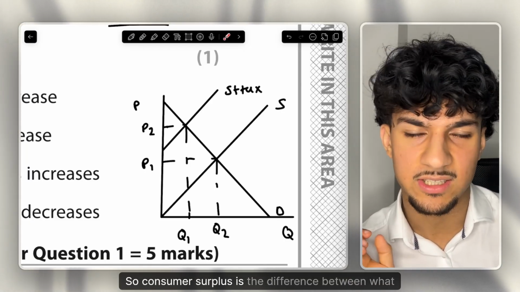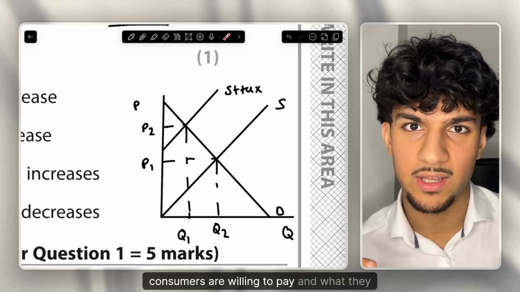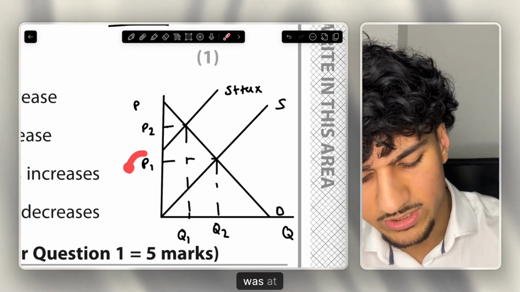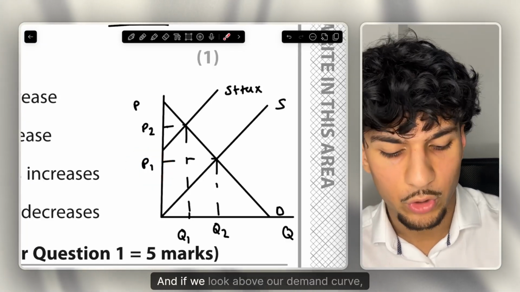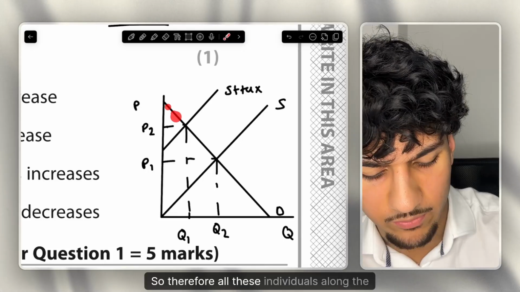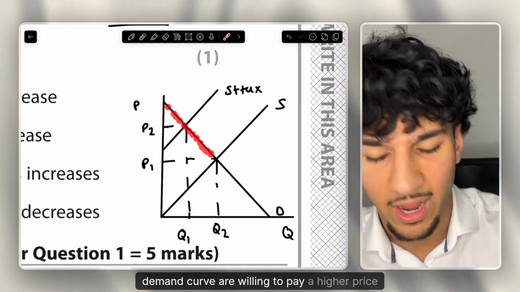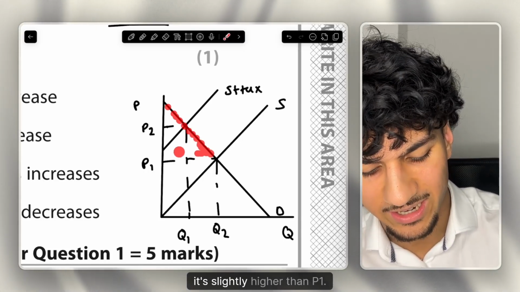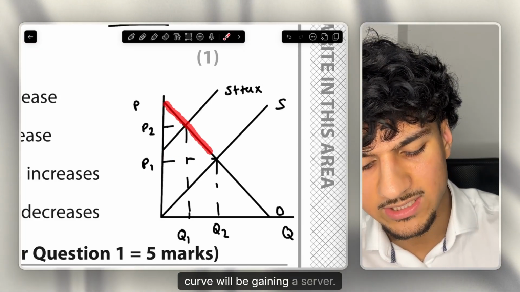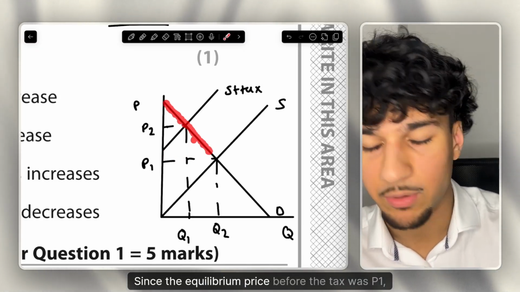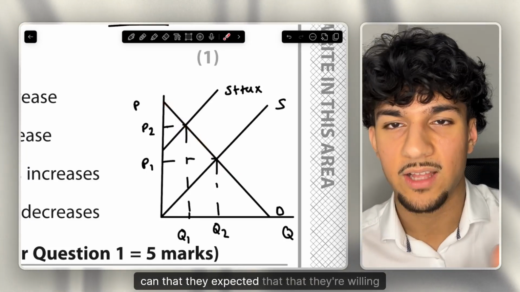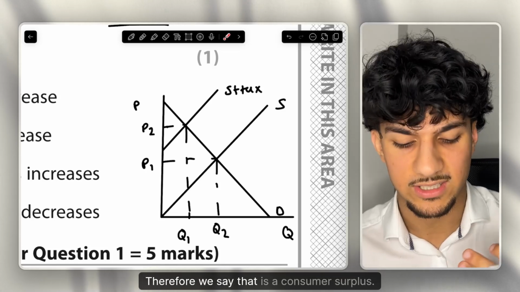So consumer surplus is the difference between what consumers are willing to pay and what they actually pay. Initially, the price before the tax was at P1. And if we look above, our demand curve represents individuals who are willing to pay. So all these individuals along the demand curve are willing to pay a higher price than P1. Therefore, all these consumers along the demand curve will be gaining a surplus, since the equilibrium price before the tax was P1. They're paying a lower price than they're willing to pay. Therefore, we say that is a consumer surplus.